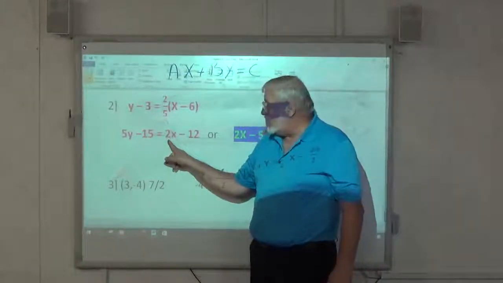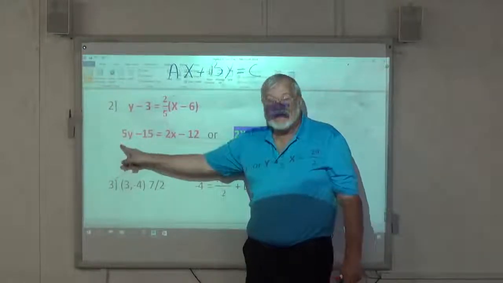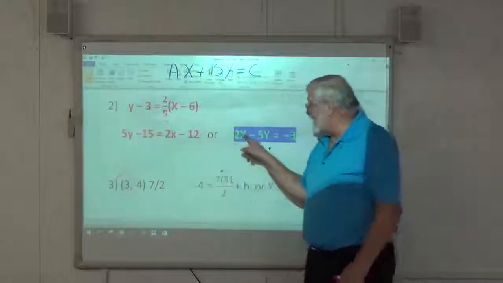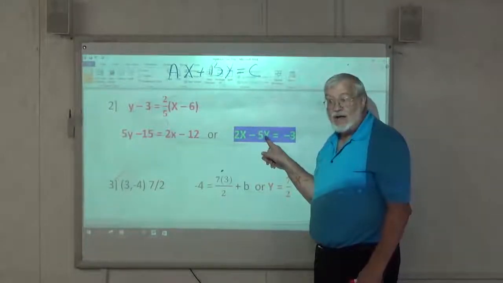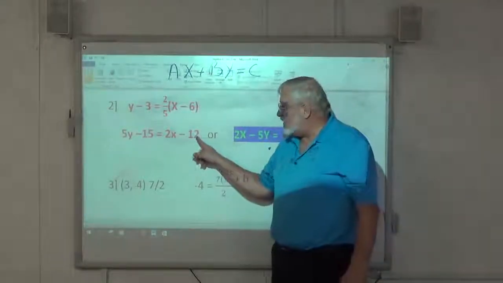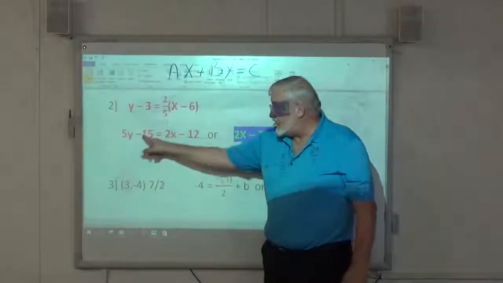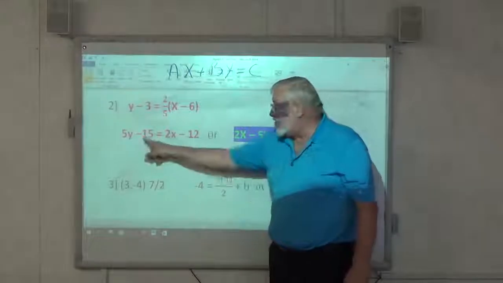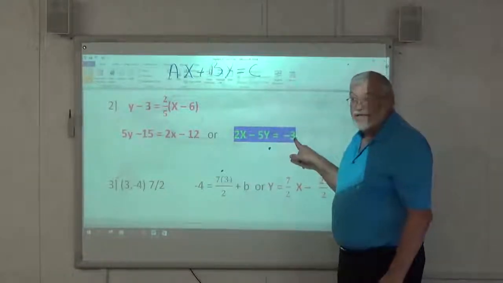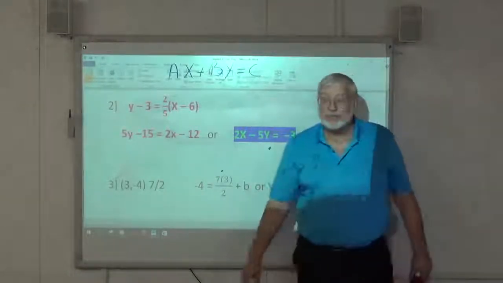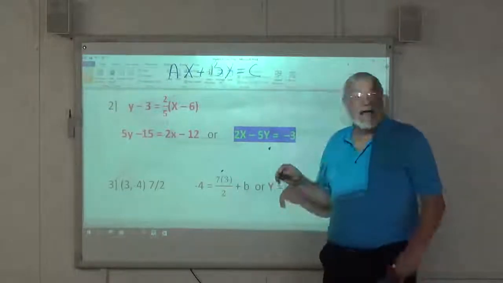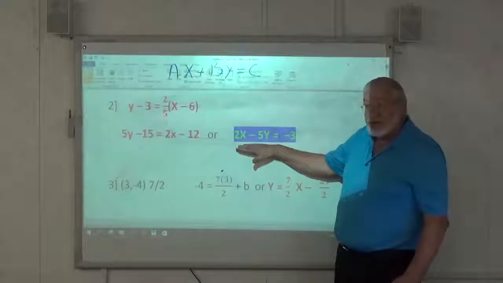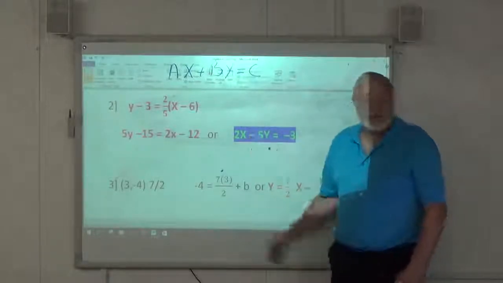Yes. Then what do? That stays there and this comes over. How do I move it? Subtract. 2x minus 5y. Alright, this 12 is on the wrong side. It needs to get over here with the 15. How do I move it? Add 12. That makes this negative 3. That's standard form. Okay? Like simplifying fractions, this is how you simplify equations. If it's a linear equation, it has to be in standard form.